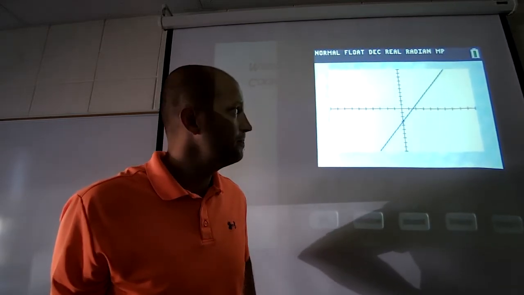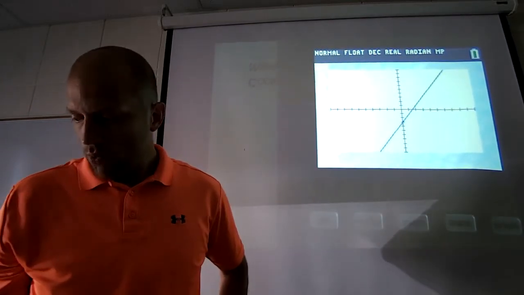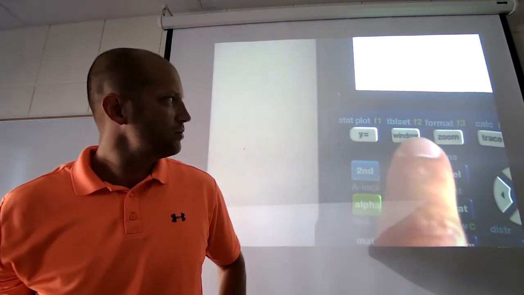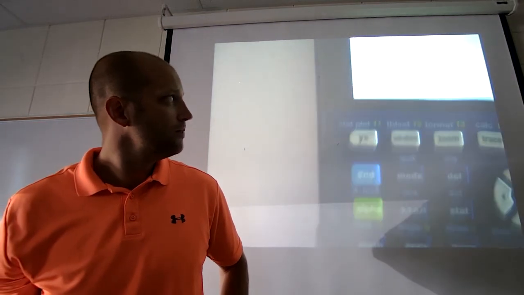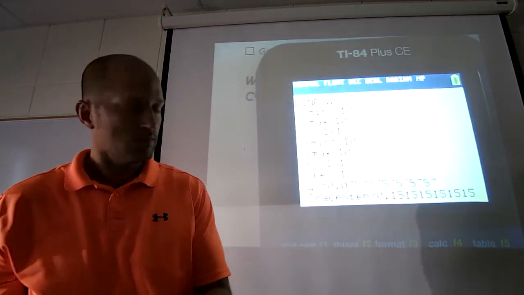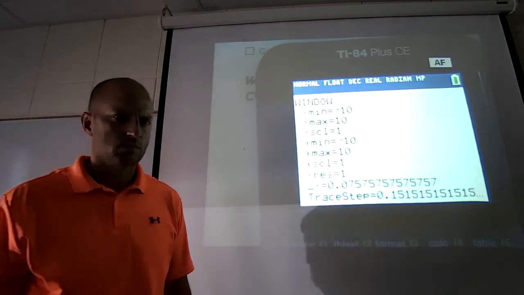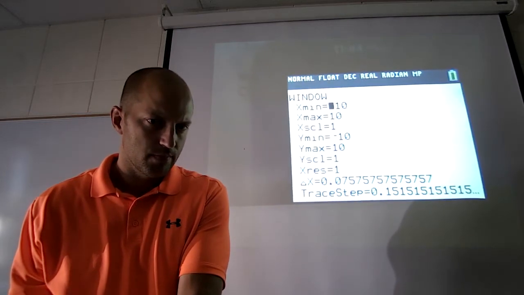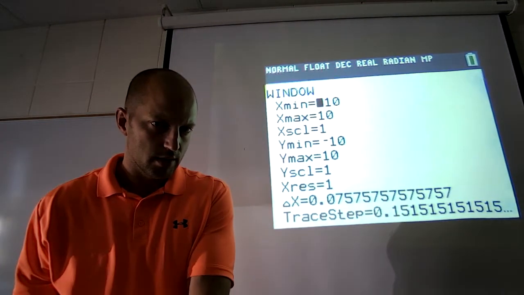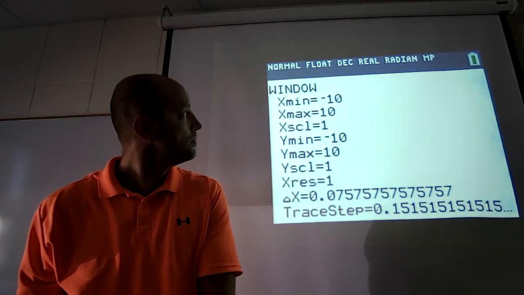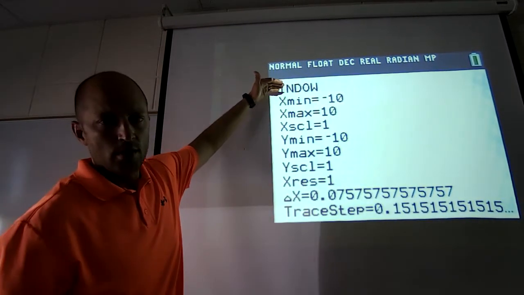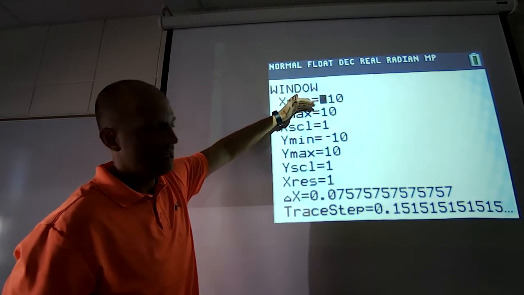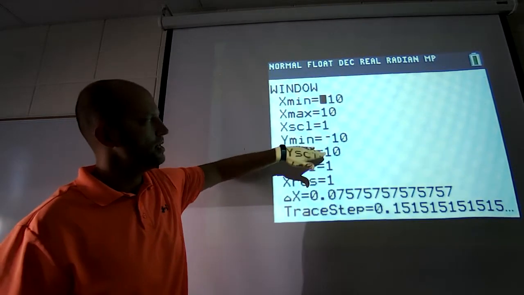Okay? Well, when I go into my window, so you guys see zoom is in the middle. Window is right in between Y equals and zoom. So when I press window, let me get it so you can see it. That nice and clear now. When I press window and I've pressed zoom standard, it makes this negative 10, 10 for my X min and max and my Y min and Y max.